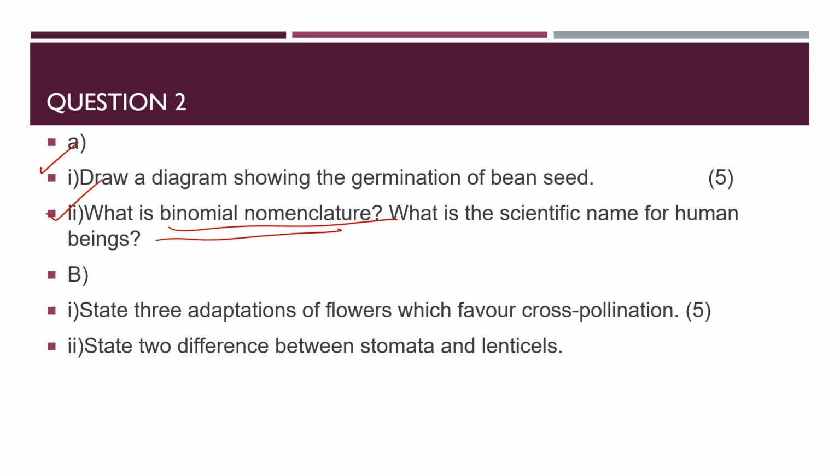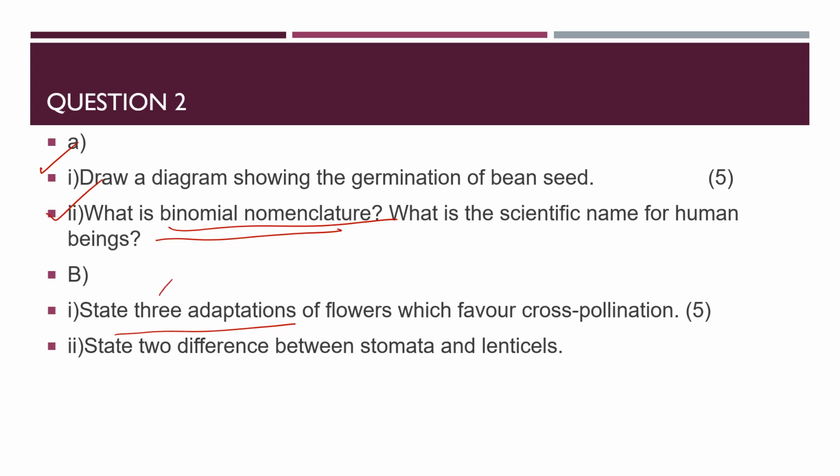This we all know. Now state the 3 adaptations of flower in favor of cross pollination. We can say the first one is self sterility, the second one is hercogamy, and dichogamy and unisexuality. These are all the adaptations of flowers in favor of cross pollination.